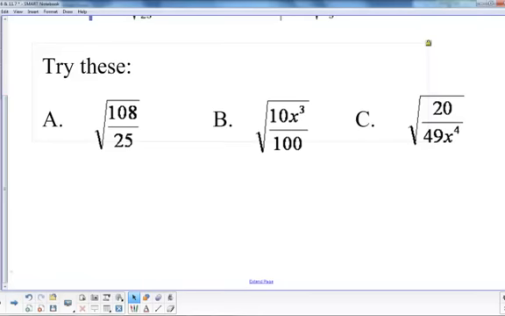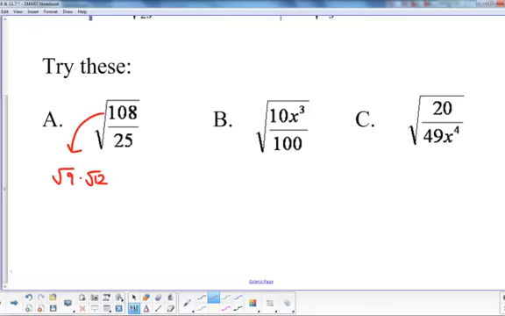All right. Square root of 108. So we're thinking of what numbers multiply to give you 108. 9 times 12. I'll write this down here. And 12 can be broken down again. So that's 4 times 3. So this is really 3 times 2 times the square root of 3. So the top simplifies to 6 root 3. The bottom, the square root of 25, is just 5. And nothing can cancel, so that would be our answer.